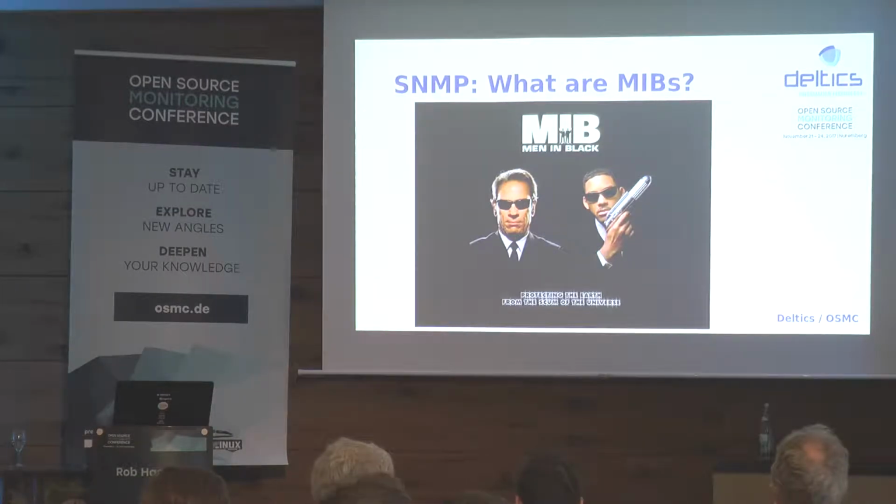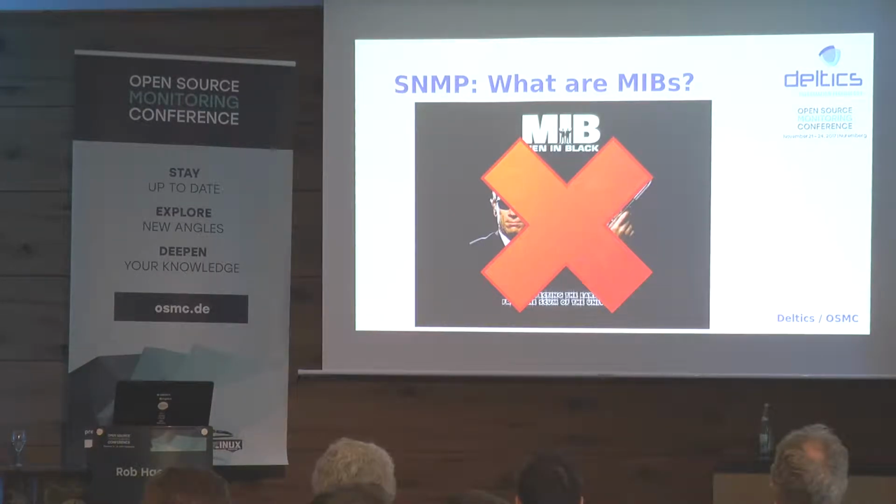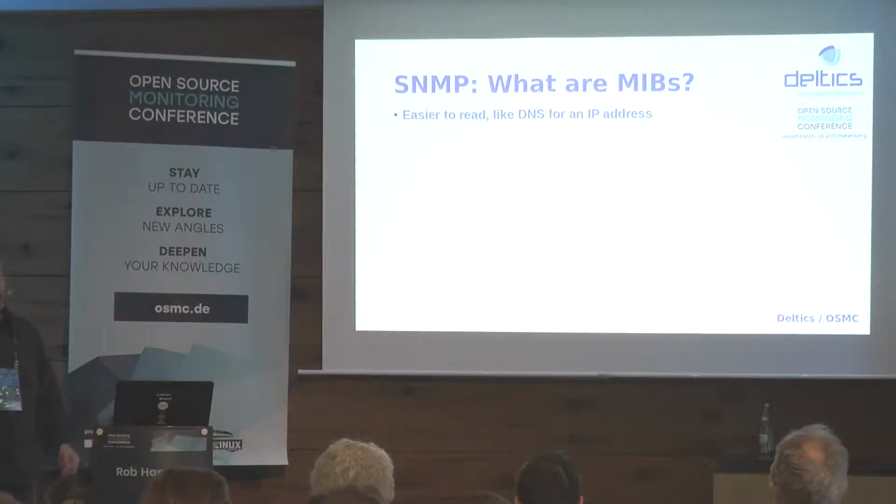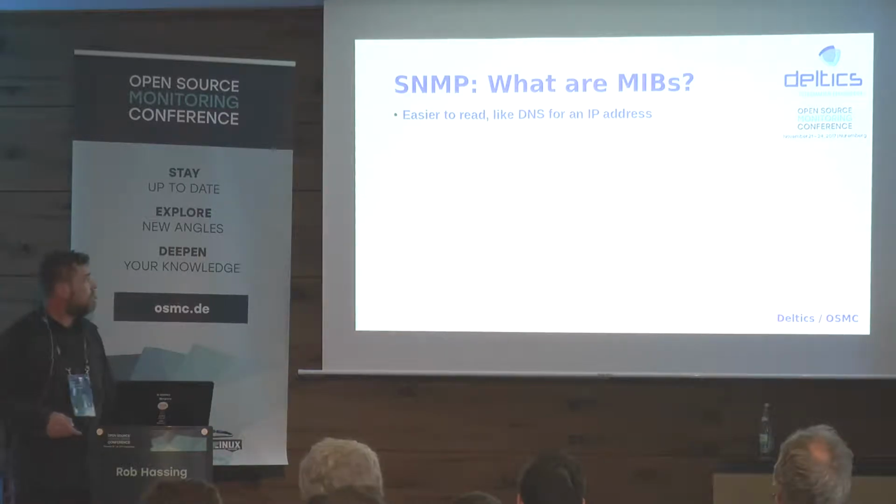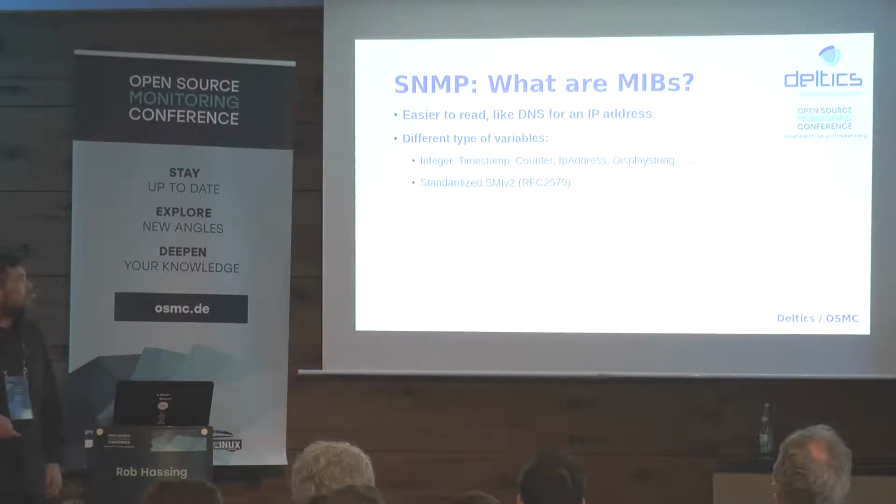MIB files. It's not the man in black. Actually, the MIB file is like what DNS is to an IP address. These OIDs are very hard to read. You can't remember them. So in the MIB file, they explain what is available for a certain OID. These OIDs explain what type of information or variables we can get.